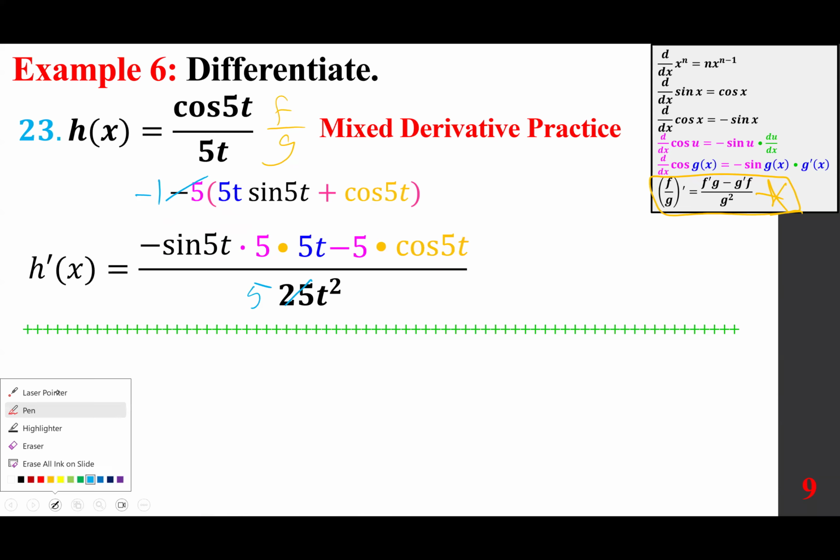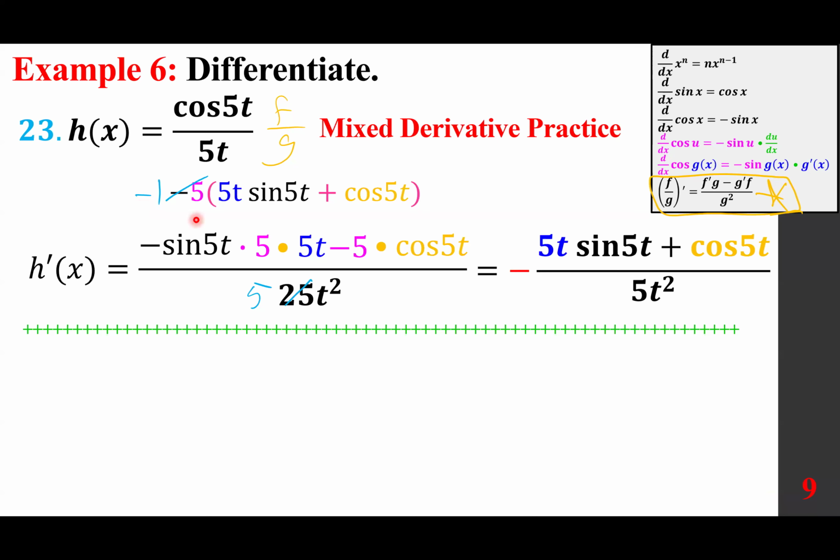So the numerator, in essence, has a negative sign in front of a parentheses. So I'm going to keep the negative outside the fraction bar. It makes no difference. But please understand, if you want to put it at top, this becomes negative, this becomes negative also. Minus 5t sine 5t plus cosine 5t over 5t squared, because this 25 reduces to 5.